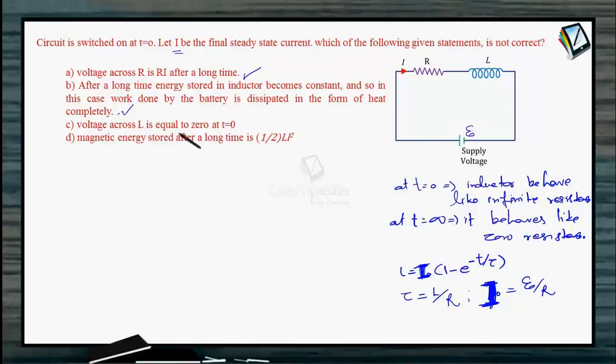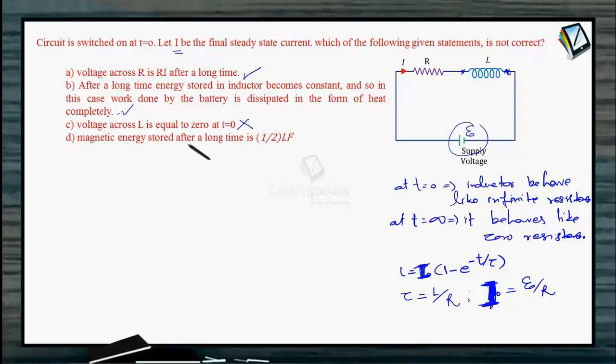See, the statement is voltage across L is equal to 0 at t equal to 0. As you can see, at time t equal to 0, the inductor behaves like infinite resistance, so there won't be any current in the circuit. So whatever EMF is applied, the same must be the potential difference across this inductor. So it is not equal to 0. Alright, so this statement, voltage across L is equal to 0 at time t equal to 0, is a wrong statement.